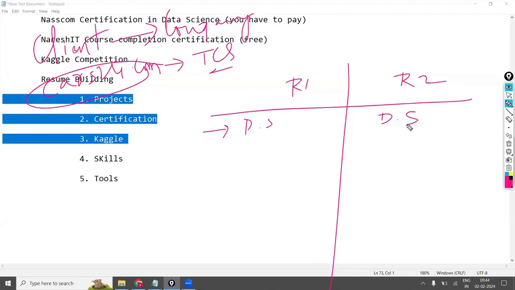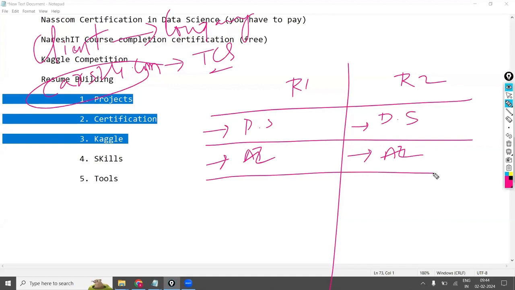I'm having the knowledge on data science. Okay. Common. Both of them are common. And this person has told that I'm very good at AI or with respect to Python. This student also has given the same. No difference.